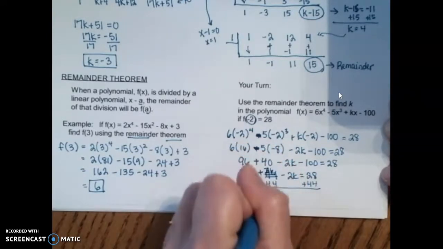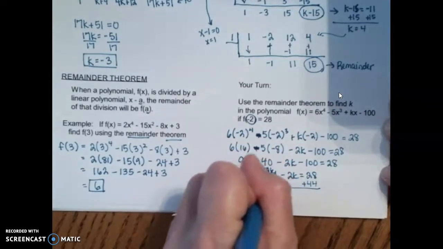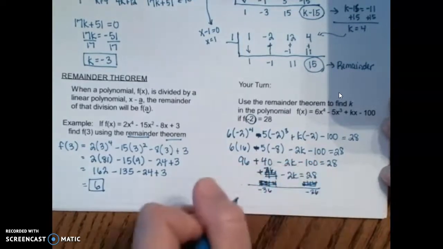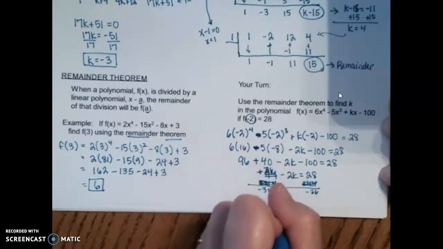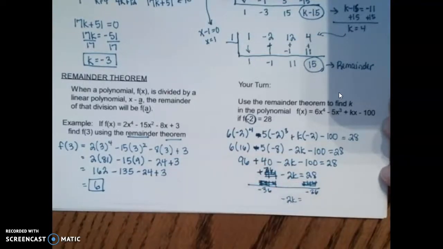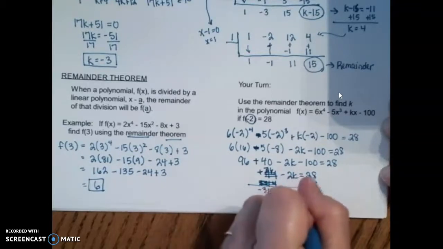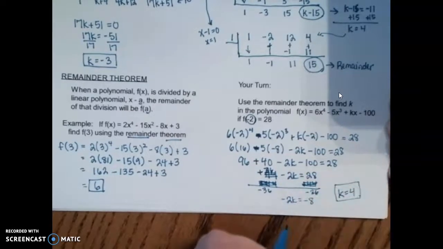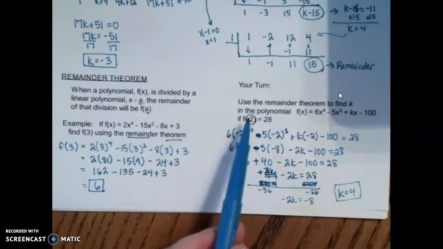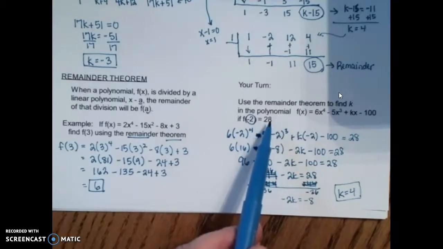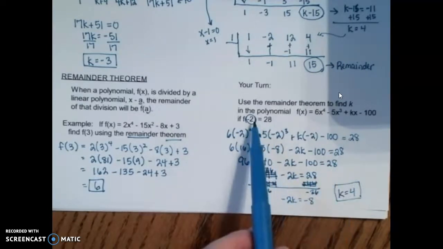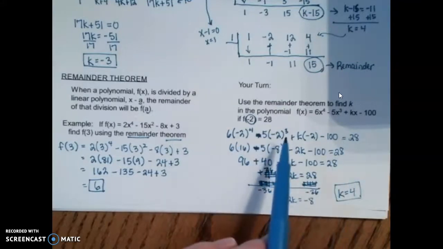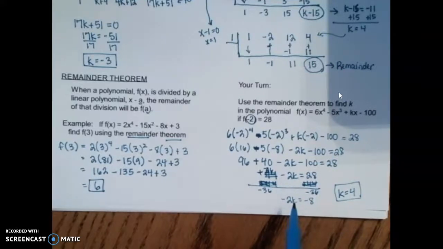Got a mess for you guys, which means we're going to subtract 36. Apologize for that. So then we'll have negative 2k equals negative 8. So when we divide, we find that k is 4. So again, they're telling you what your remainder should be of 28 when you substitute in negative 2. So that's how I knew what to set this equal to. So basically you're just substituting in, solving an equation for k. Hope this was helpful.